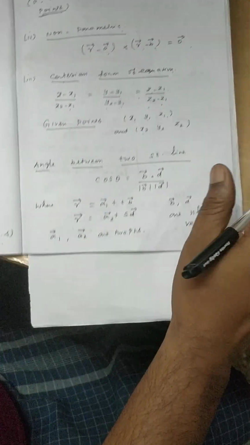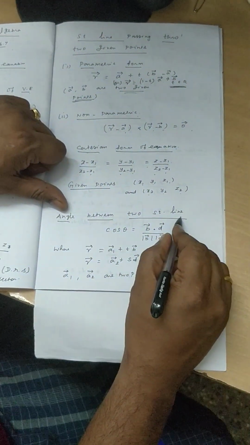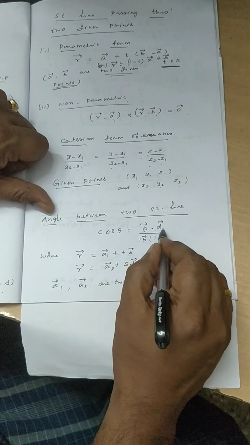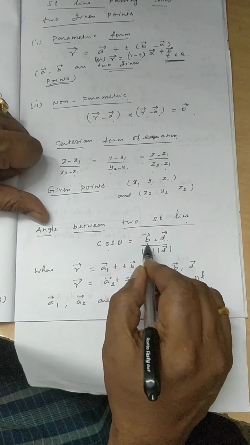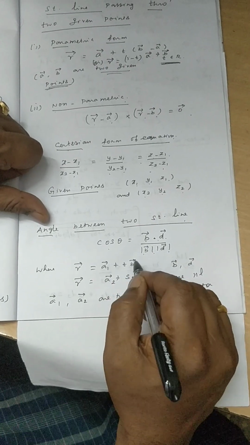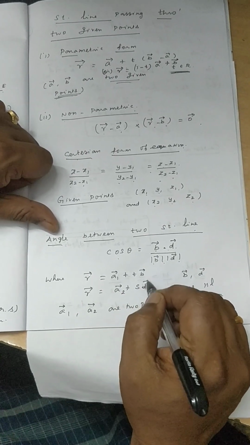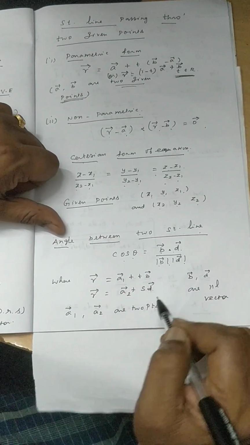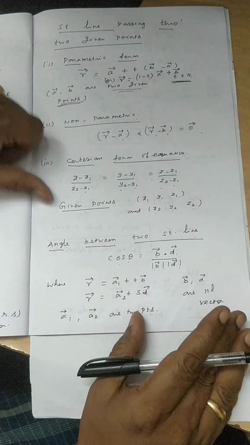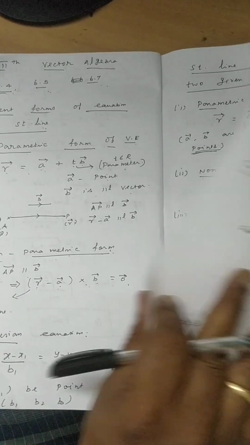Right. Then the second one, the angle between two straight lines. Cos theta equal to b vector dot d vector divided by modulus of b vector into modulus of d vector, where b and d are the parallel vectors and the numerator is the dot product. This gives the angle between the two straight lines. Here a1, a2 vectors are the two points, and b and d vectors are the parallel vectors of the lines.